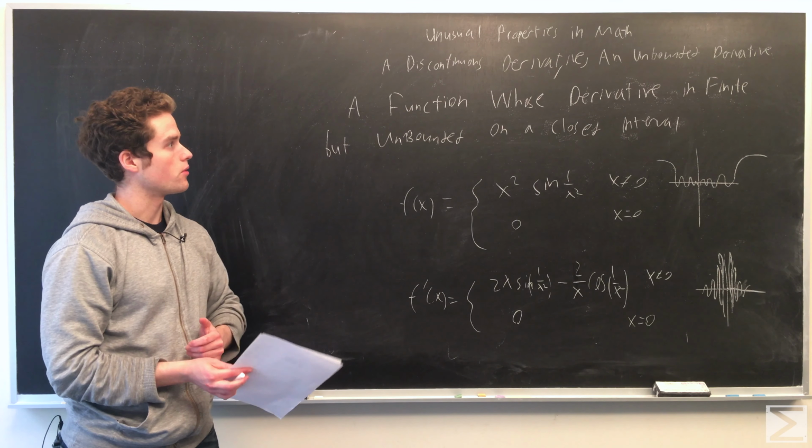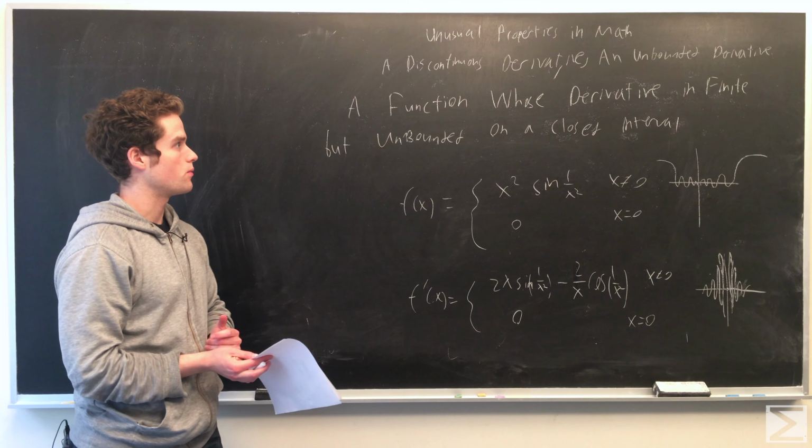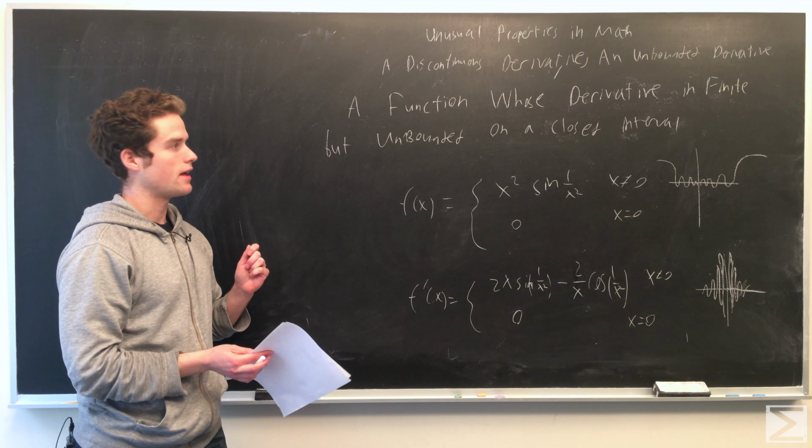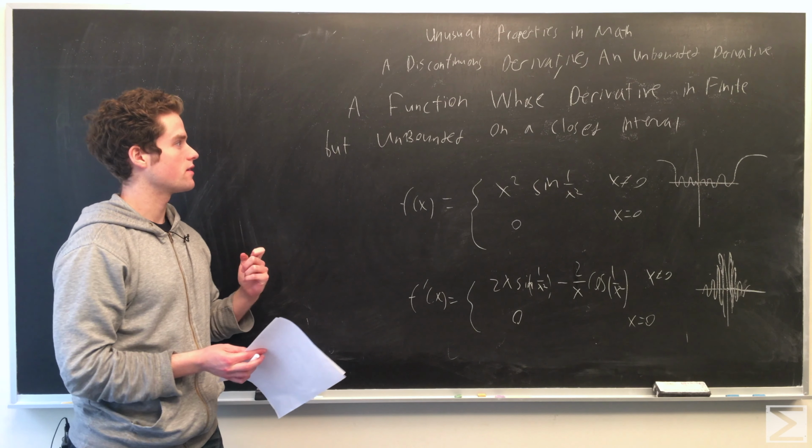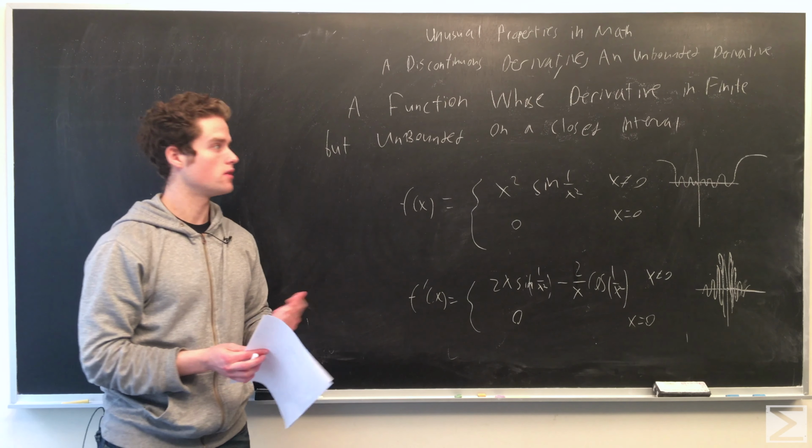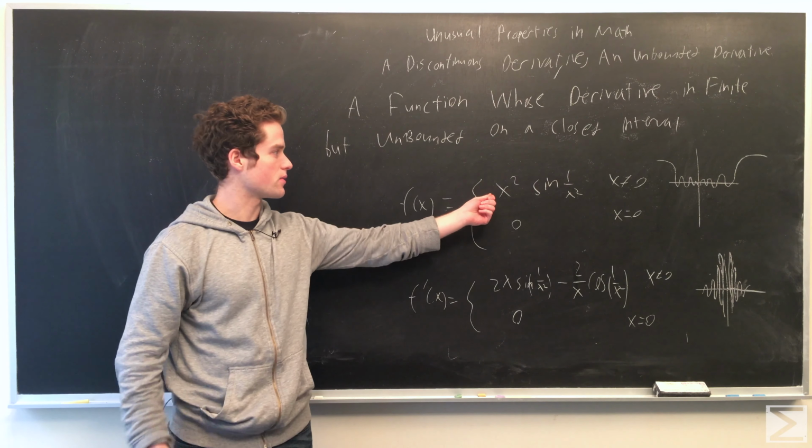So now we're going to give an example of a function whose derivative exists on a closed interval, but is unbounded on that closed interval. So we're going to take f of x equals x squared sine 1 over x squared if x does not equal 0, and 0 if x equals 0.